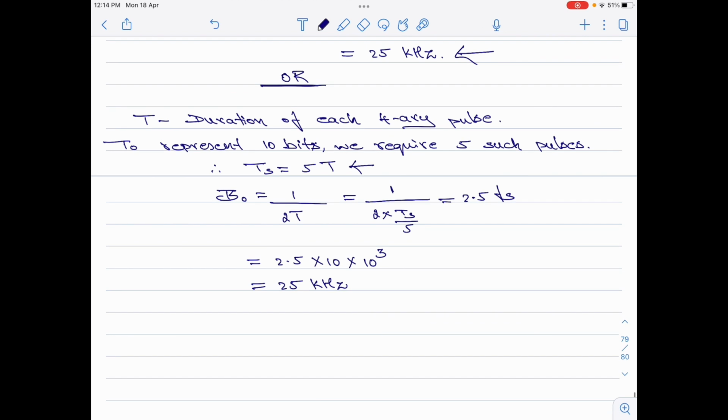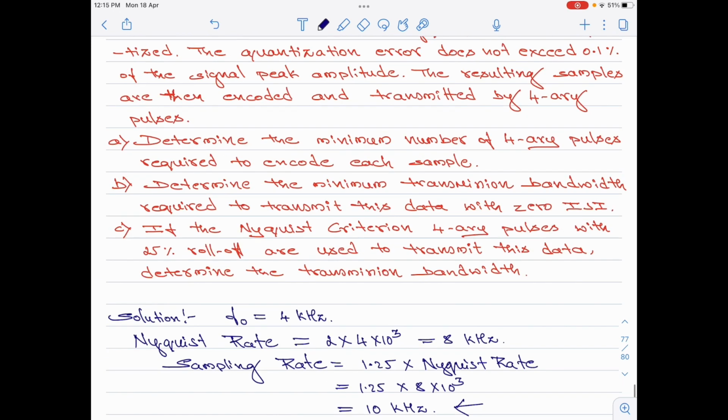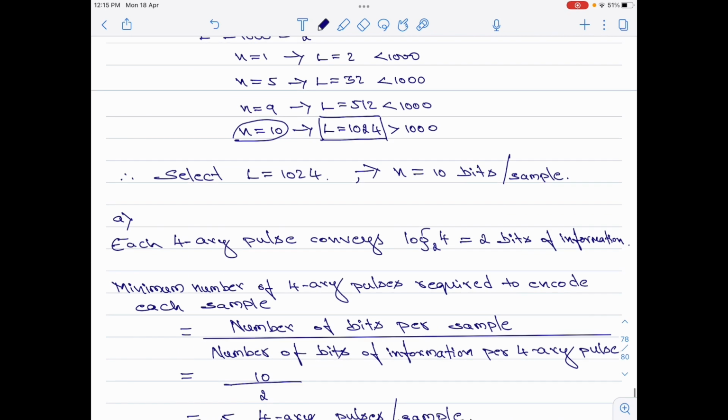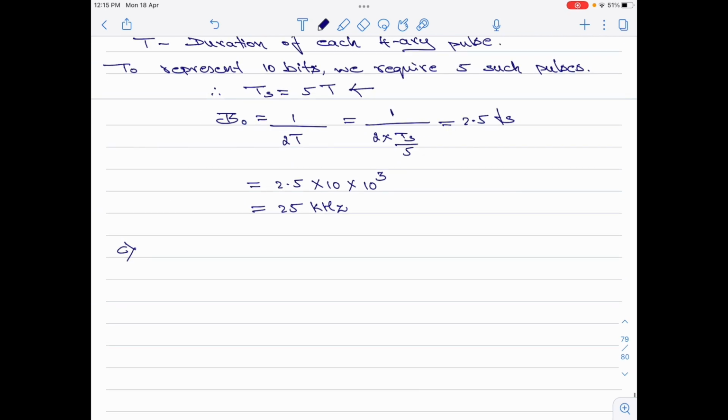Lastly, I will move on to part C of the numerical here. Part C of the numerical says, if the Nyquist criterion 4-array pulses with 25% roll-off are used to transmit this data, determine the transmission bandwidth. Please note, here we are given a roll-off factor of 25%, which is alpha equal to 0.25. We are asked to find the transmission bandwidth, which is capital B. So, I will start part C by writing given alpha equal to 0.25.